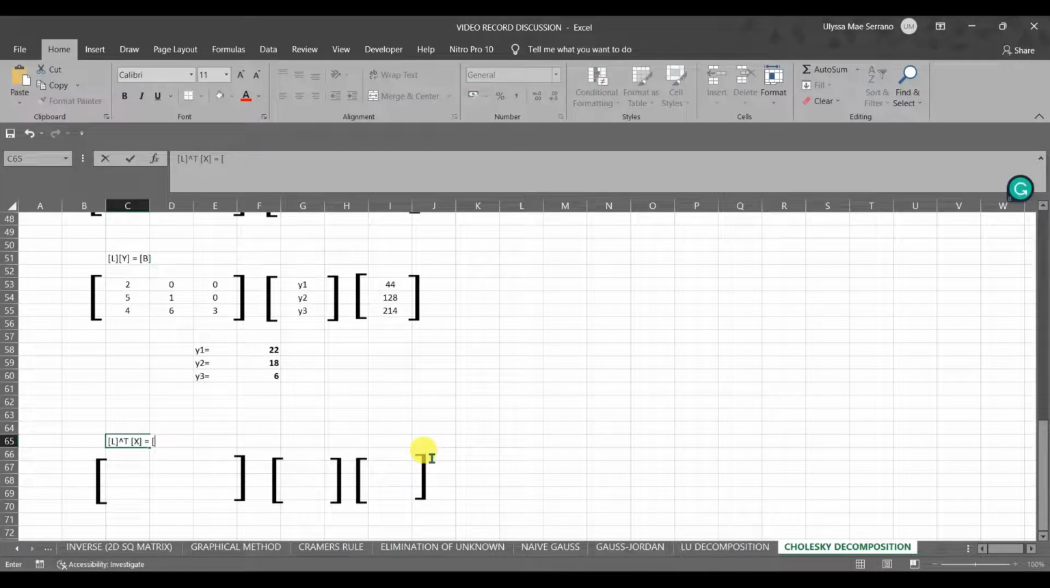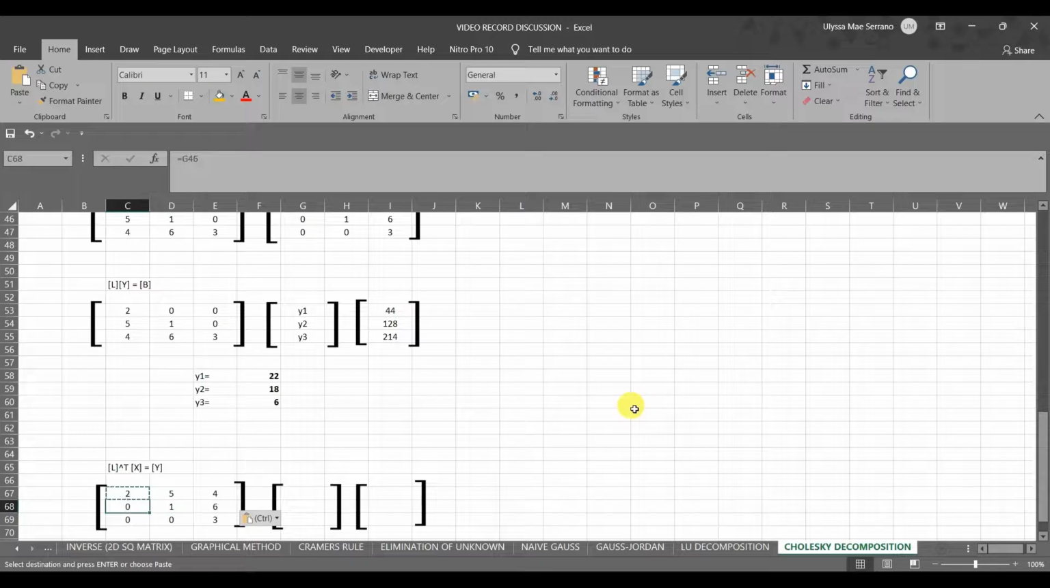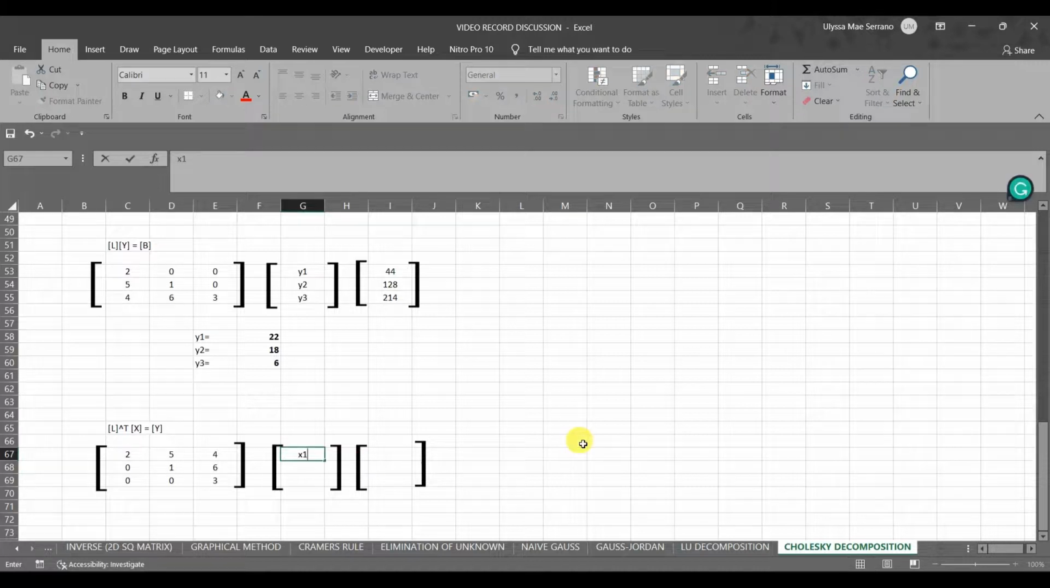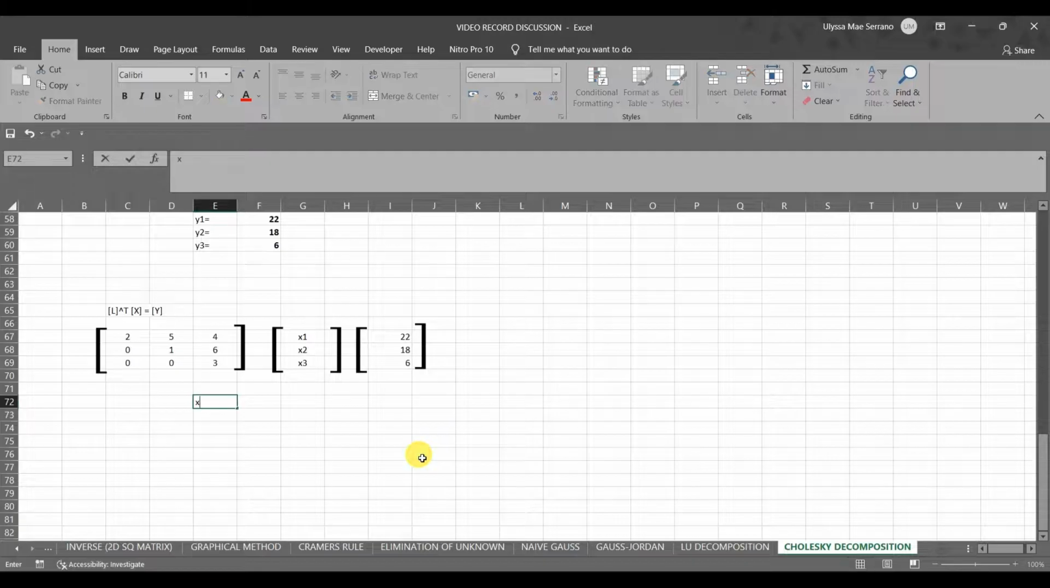So we will now be using the value of y, using the transpose. And the value of the transpose is 2, 5, 4, 0, 1. So this is simply the transpose of this L value. And we will be able to find the values of x sub 1, x sub 2, x sub 3, using y, the calculated y value. So from here, we will be able to find the value of x sub 3, x sub 2, and x sub 1.